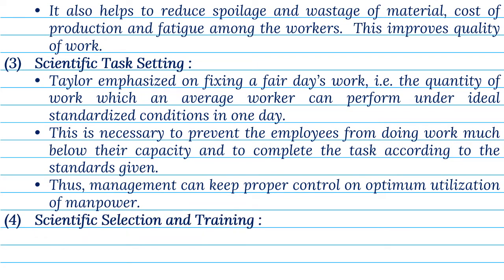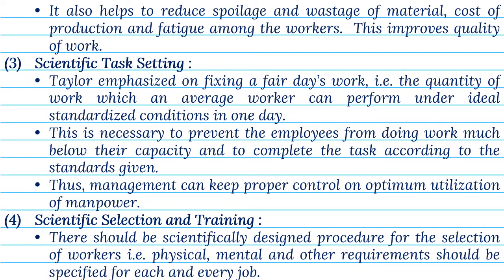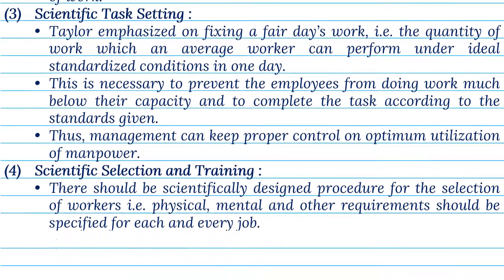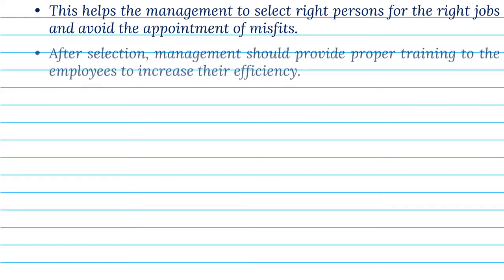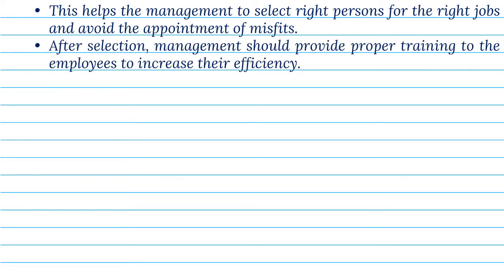4. Scientific selection and training. There should be a scientifically designed procedure for the selection of workers, that is, physical, mental, and other requirements should be specified for each and every job. This helps the management to select right persons for the right jobs and avoid the appointment of misfits. After selection, management should provide proper training to the employees to increase their efficiency.